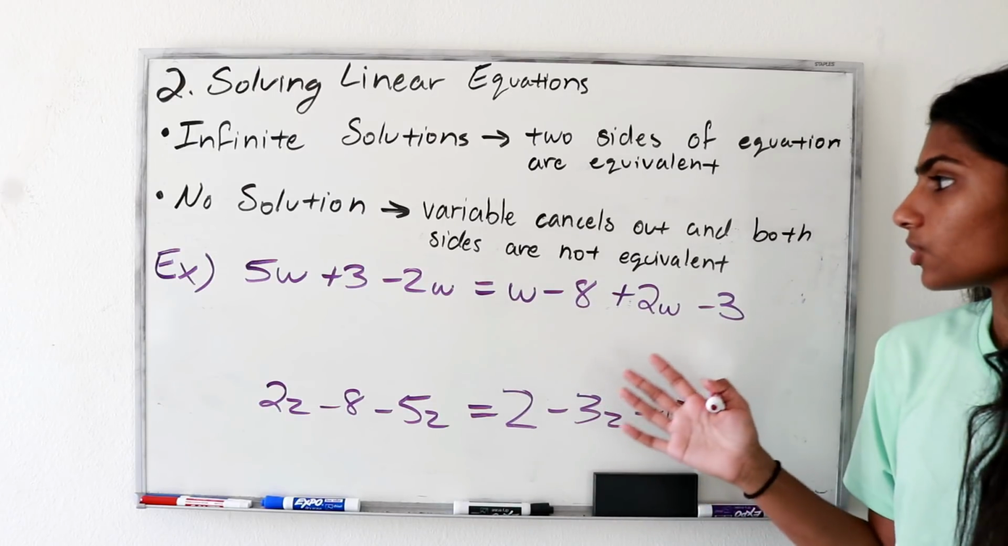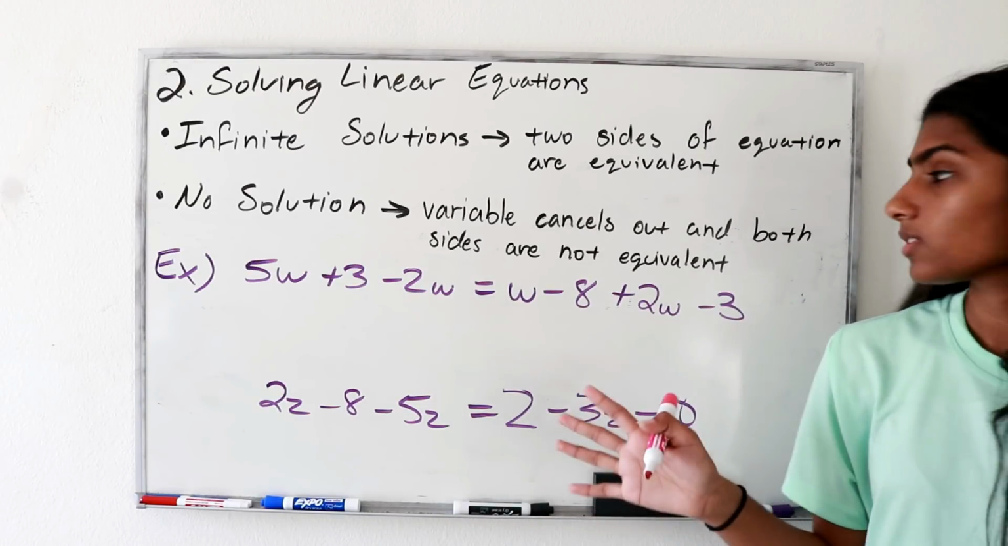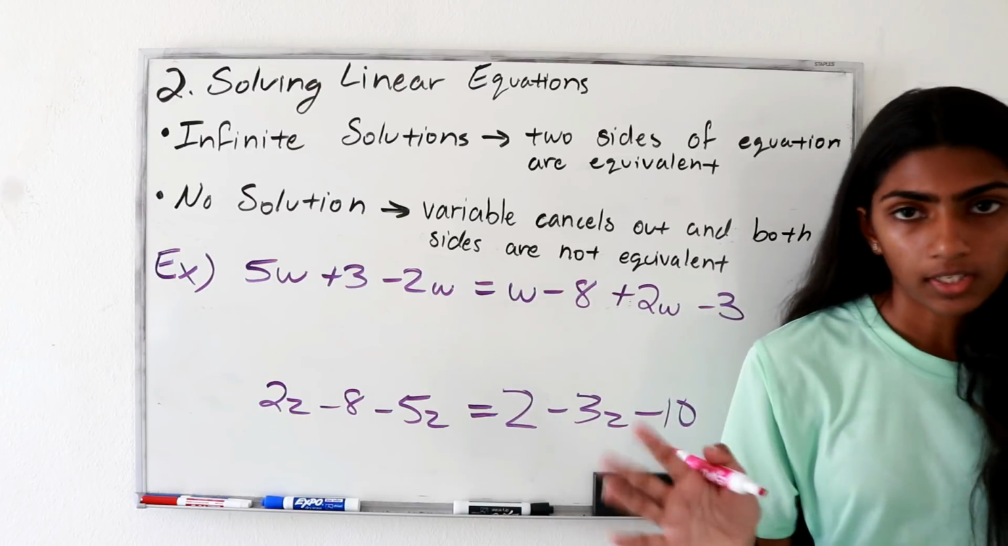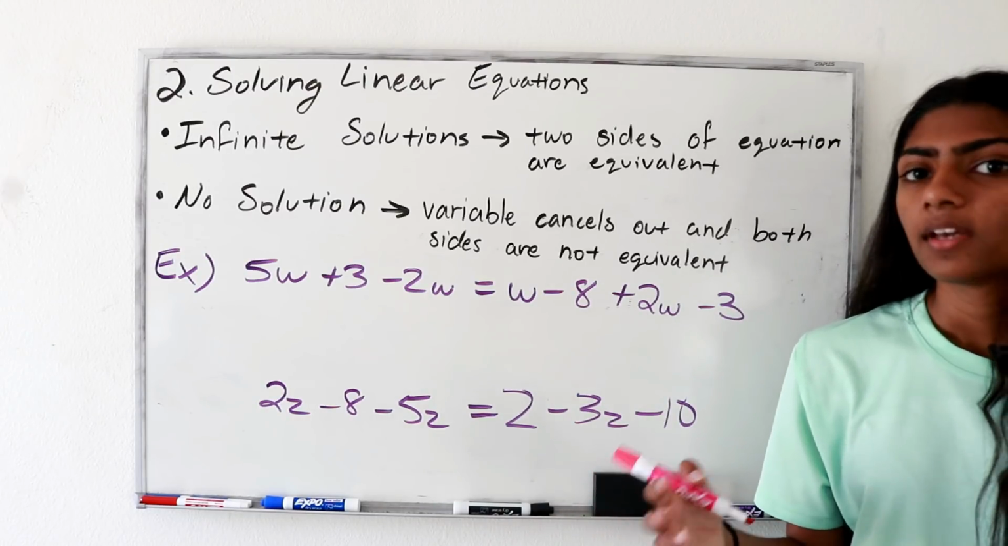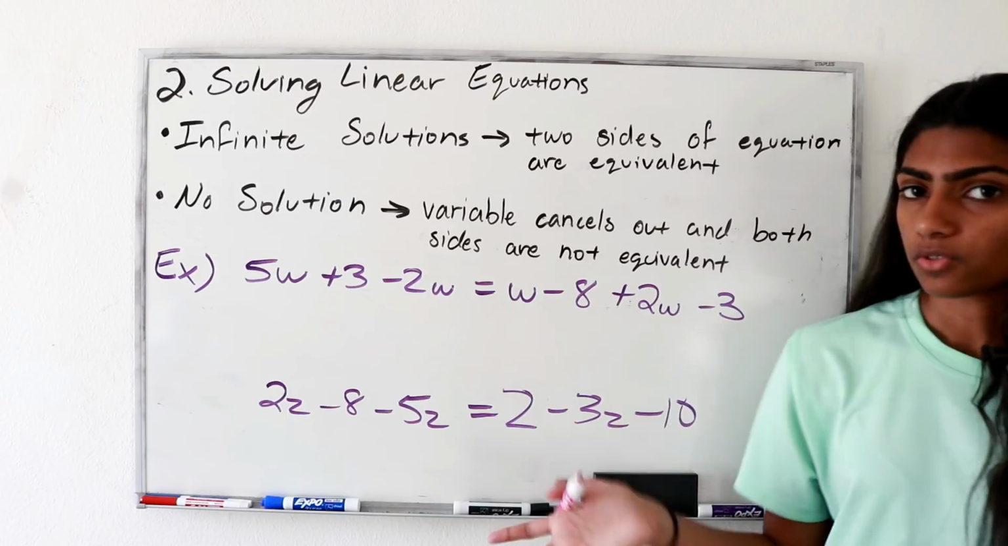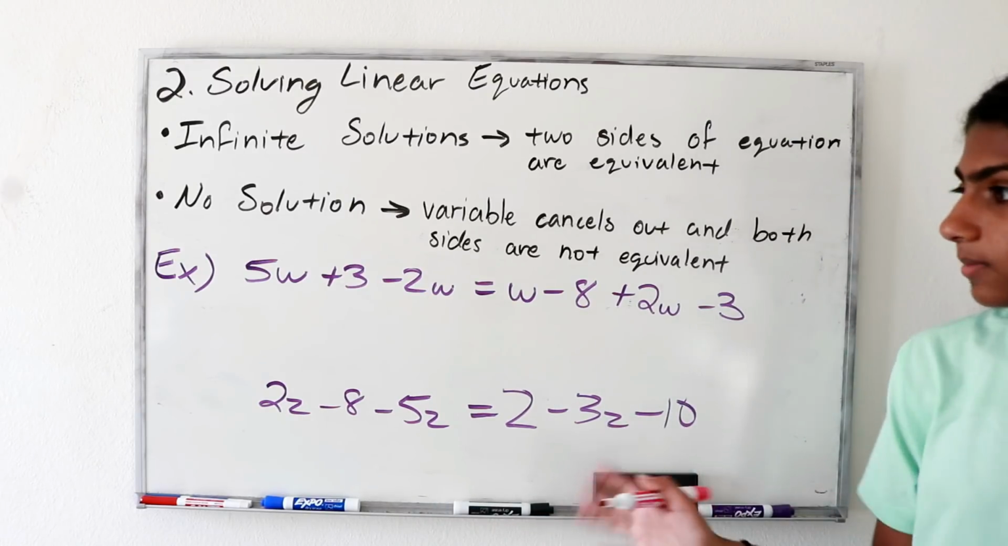And when you have no solutions, that means that the variable cancels out and both sides are not equal. So for example, if you say that 4 equals 12, that does not make sense. So that's why there's no solution. So let's look at some examples.